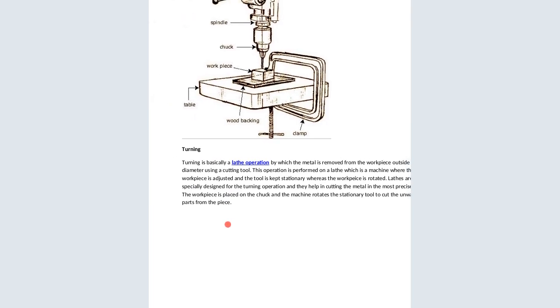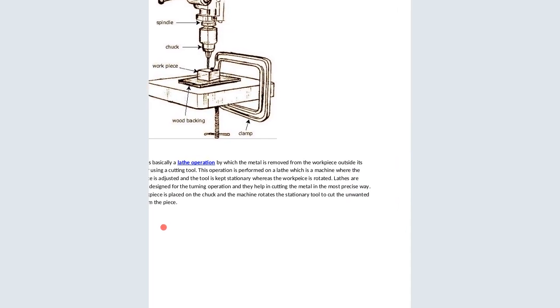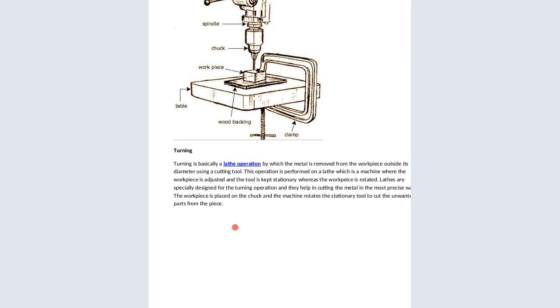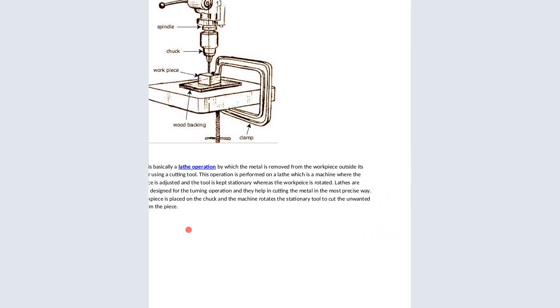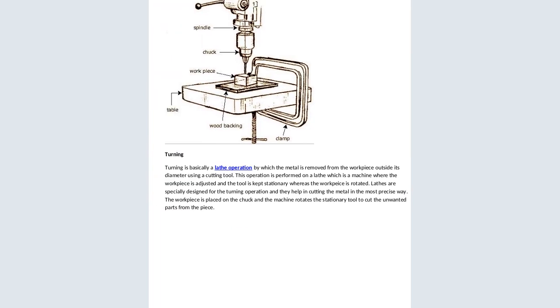Another thing is the turning tool. Turning is basically the lathe operation by which the material is removed from the workpiece outside its diameter using a cutting tool. The operation is performed on a lathe, which is a machine where the workpiece is rotated and the tool is kept stationary.